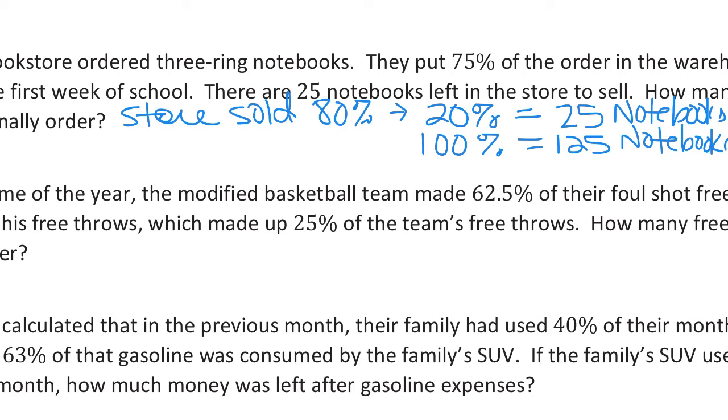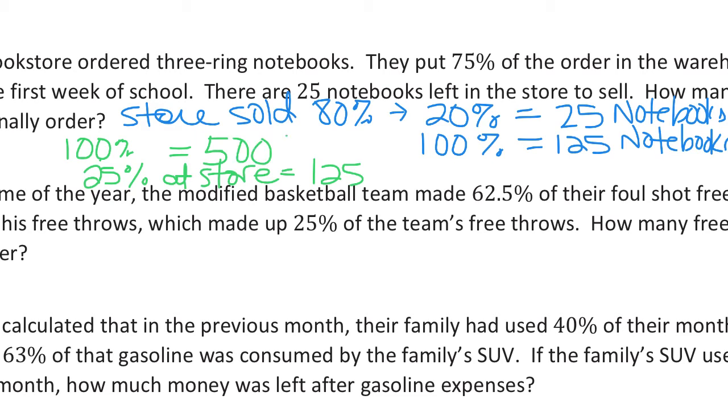Now, they put 75% in the warehouse and sent 25% to the store. So 25% at store equals 125 notebooks. So 100% of that is how many they bought. And so the amount they bought would be 25 times 4 is 100. So 125 times 4 is 500. So they bought 500 notebooks.